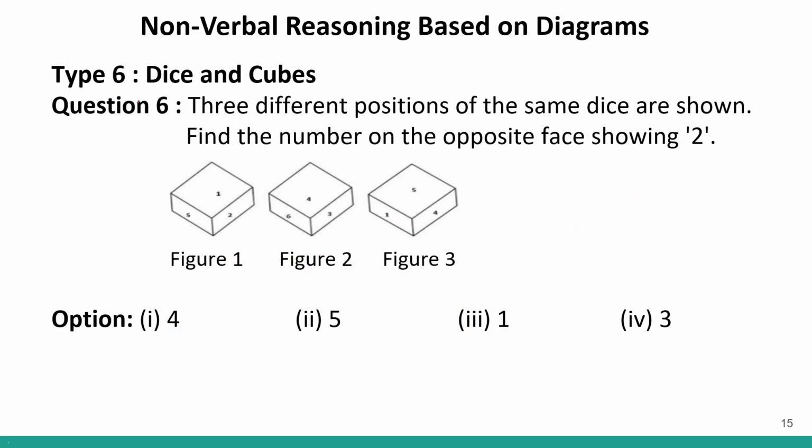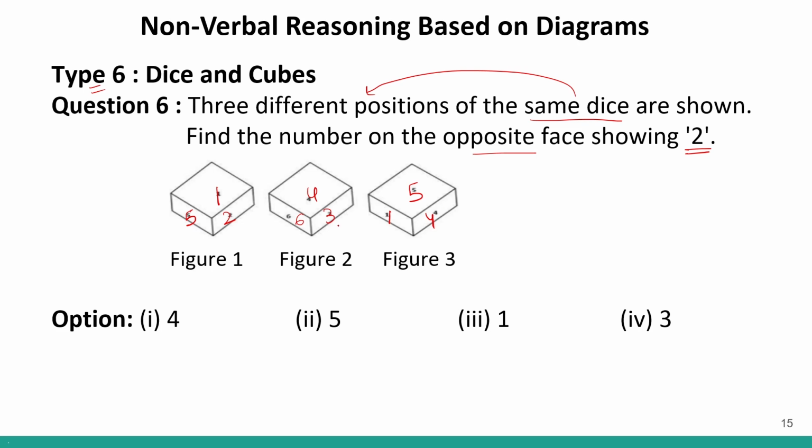Now let us look at type 6, which is dice and cubes. So in dice and cubes, you can see that these three figures are given, which is the same dice. So the same dice is shown in different positions. And we have to find the number on the opposite face of 2. So this is 1, this is 2, this is 5. This is 6, this is 4, this is 3, and this is 1, this is 5, this is 4. So this is given in the question.